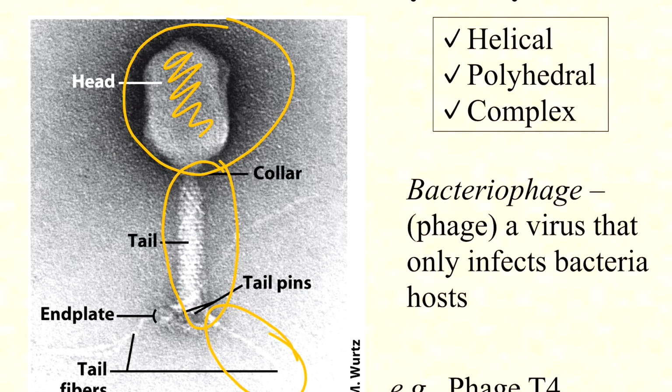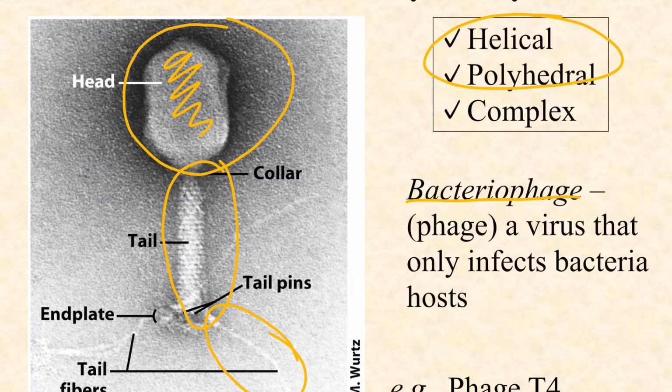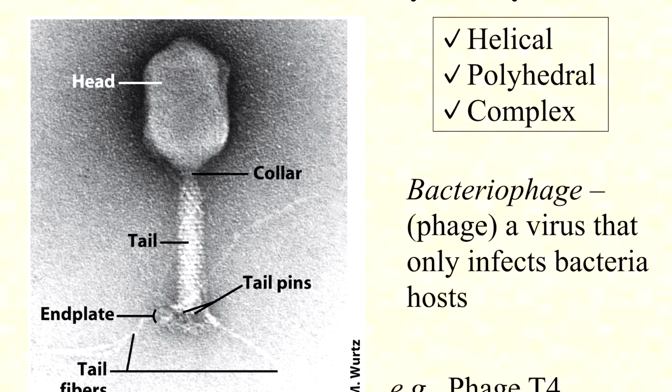We see complex viruses almost exclusively with the bacteriophage, the viruses that can infect only bacteria. We typically don't see complex viruses that can infect humans. For humans, we tend to see helical and polyhedral. For phage, we tend to see complex. So, for example, the T4 phage is in this image here, and that T4 phage can infect the enterobacteria, which is the family of bacteria related to E. coli. So we'll talk a little bit more about these phage.